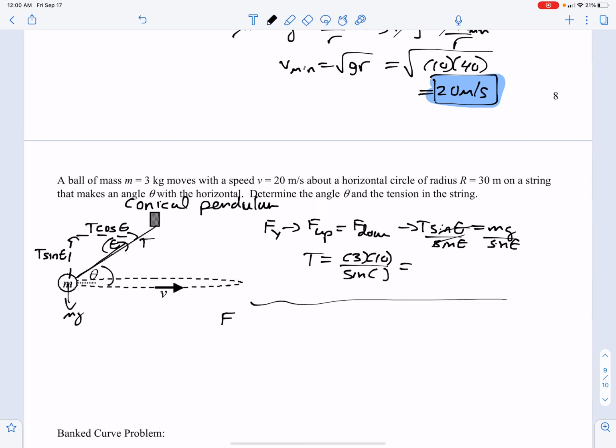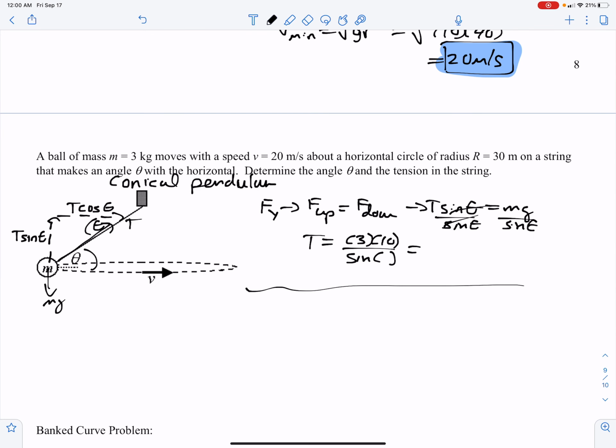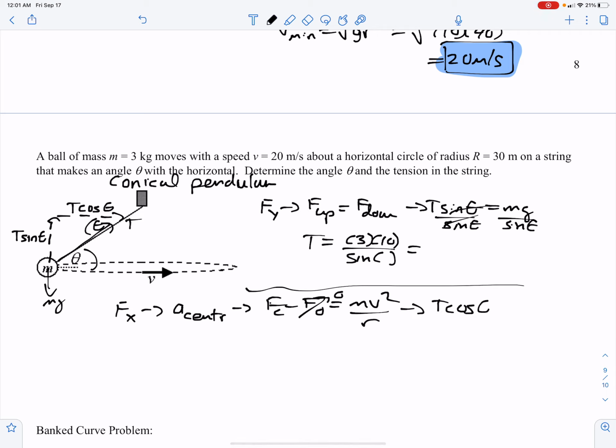So in the x direction, you are accelerating centripetally, which means we have causing force minus opposing force equals mv squared over r. Very specific kind of acceleration. Causing forces point into the circle, opposing forces point out of the circle. There are no forces pointing out of the circle, so there are no opposing forces. Tension cosine theta is our causing force. That equals mv squared over r. Well, the value of tension, if you remember, was mg over sine. So we're going to substitute that right there.